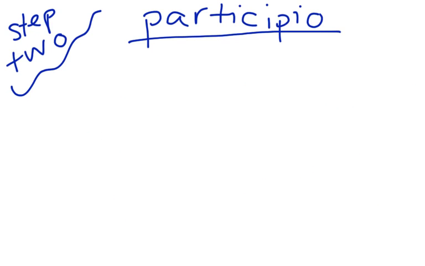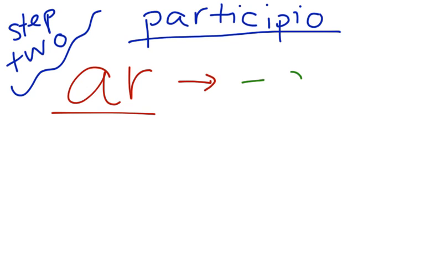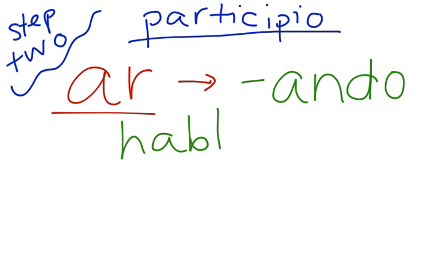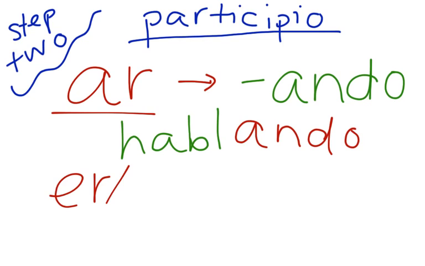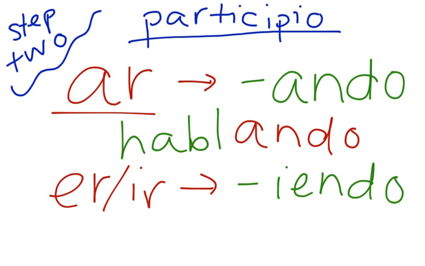Next we have the participio, and in Spanish you have different ways for AR, ER, and IR verbs. So AR verbs, okay, you're going to take off the AR and you're going to put on ando. An example would be hablar. Okay, take off the AR and you stick on ando. So ER and IR, you take it off and you put on yendo. So example would be comer, take off the ER and put on yendo, comiendo.